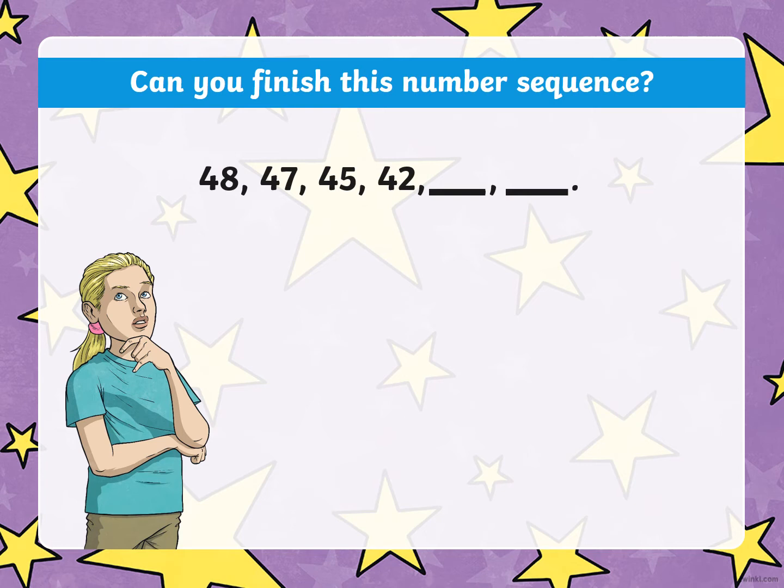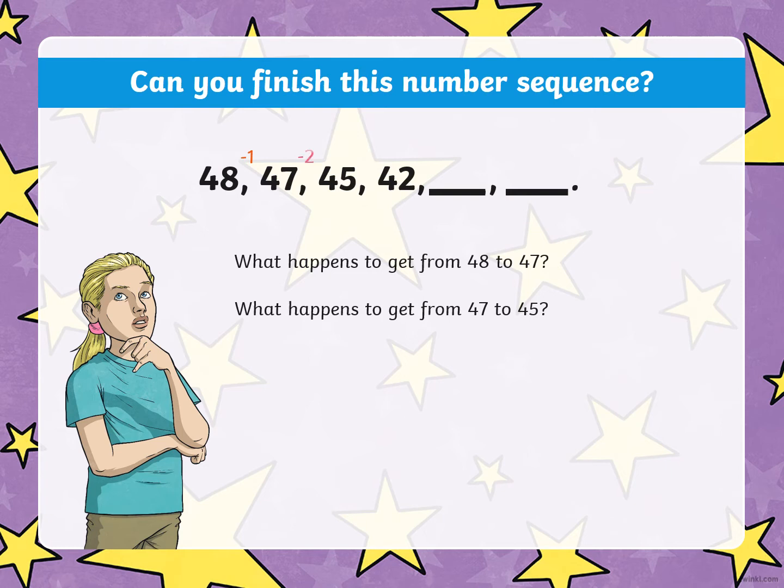How much smaller from 48 to 47? 1. You take away 1 to get from 48 to 47. Now, what can we take away to get from 47 to 45? 2. What happens to get from 45 to 42? You take away 3.